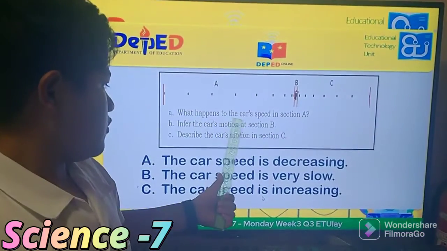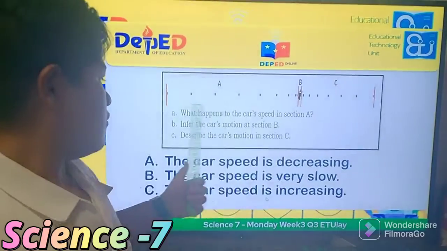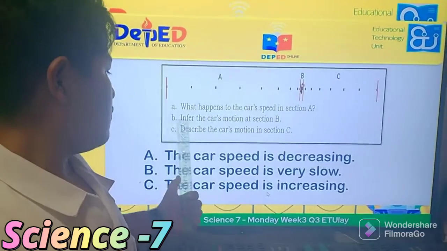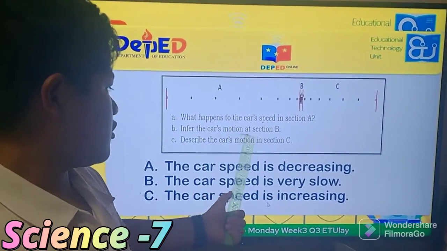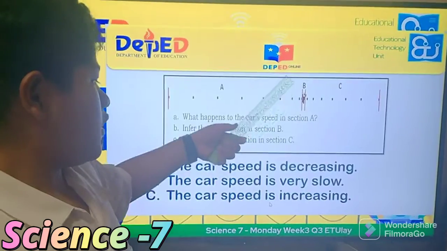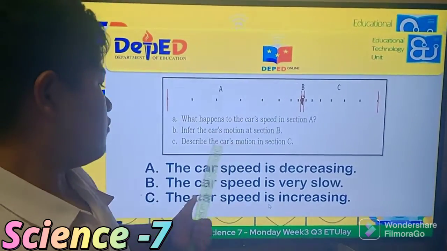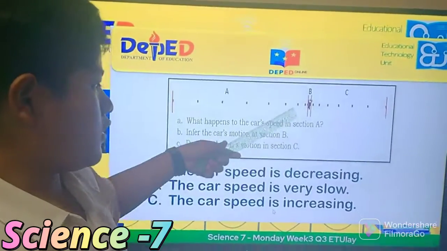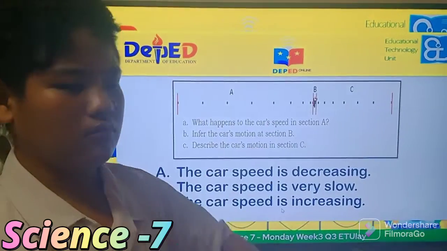A. What happens to the car's speed in section A? The answer is the car's speed is decreasing. Letter B. Infer the car's motion at section B. The car's speed is very slow. Letter C. Describe the car's motion in section C. The car's speed is increasing.